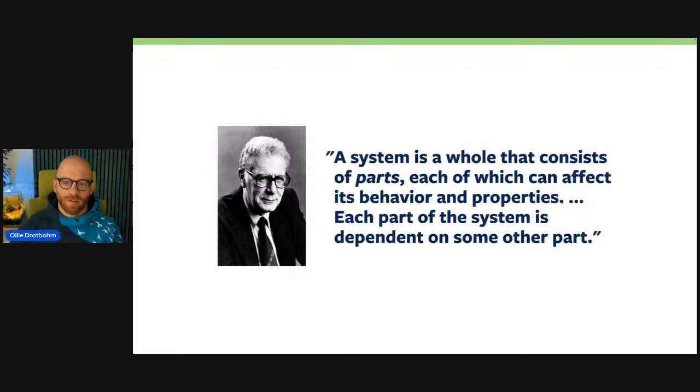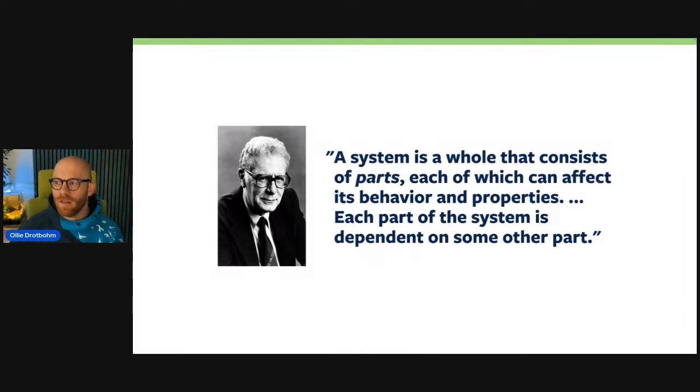So he starts by saying that, okay, we have the system, this whole thing, and we have parts. The interesting bit about these parts is that they affect, of course, the overall system's behavior and properties, like how scalable is it, what have you.